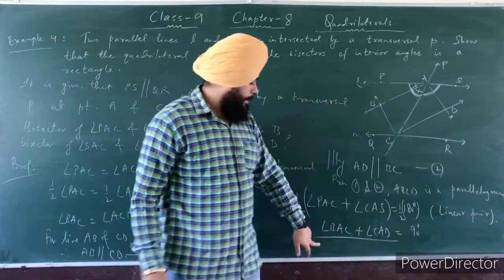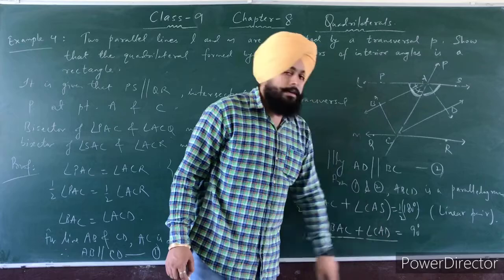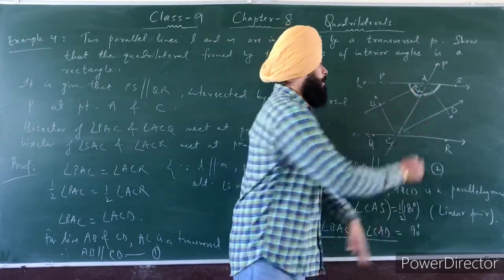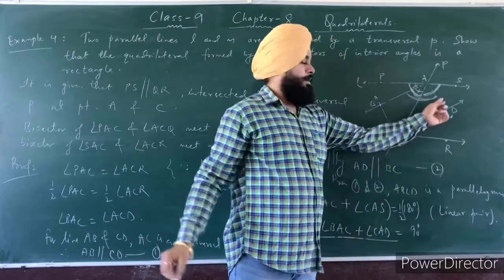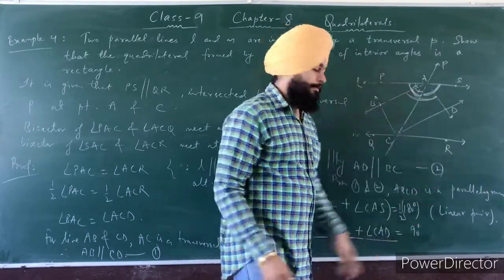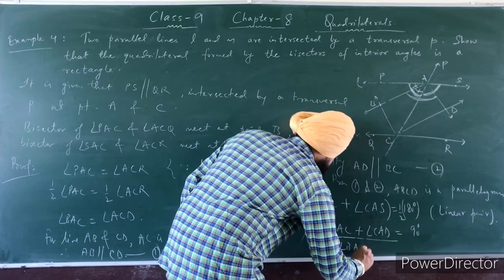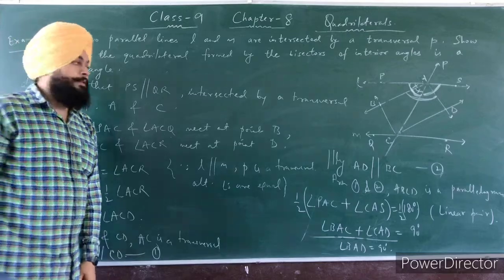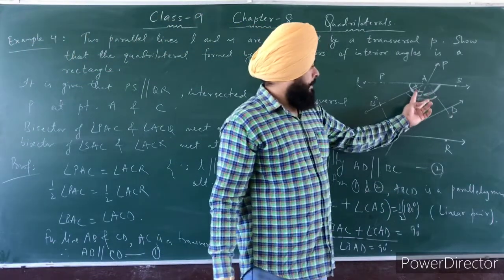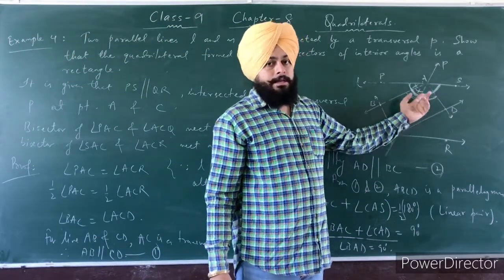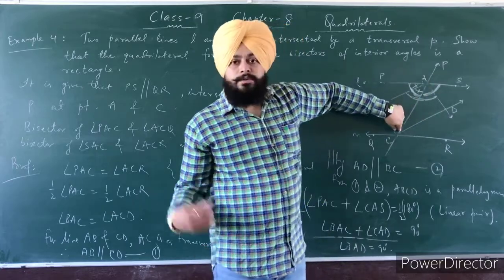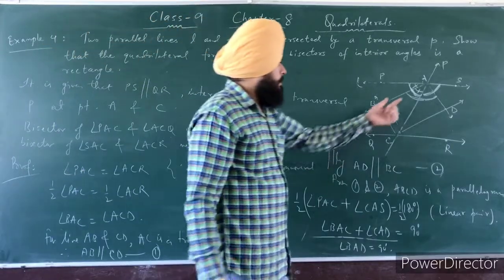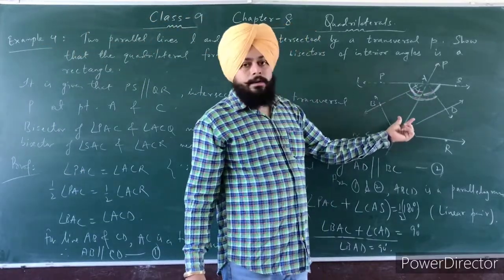Now when you add these two angles, angle BAC plus angle CAD, what is the complete angle? The complete angle is angle BAD, which is equal to 90 degrees. Clear, students? So this vertex angle is of measure 90 degrees. Then its opposite angle is also equal. In a parallelogram, opposite angles are equal. So this is 90 degrees, and this one is again 90 degrees.